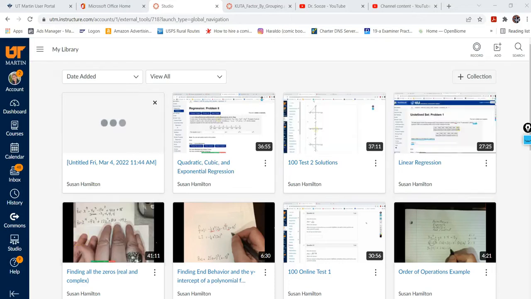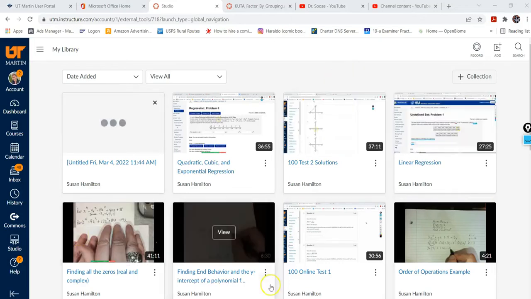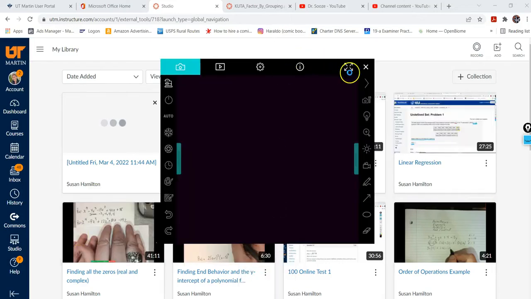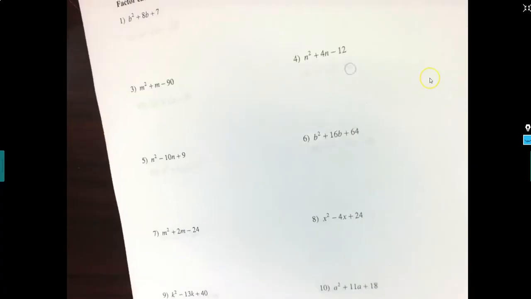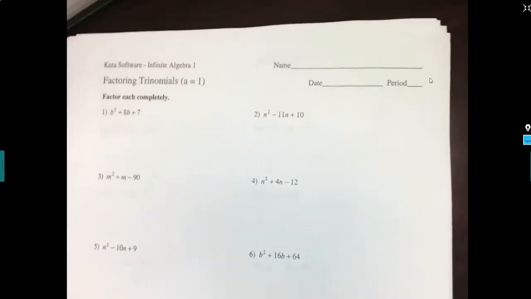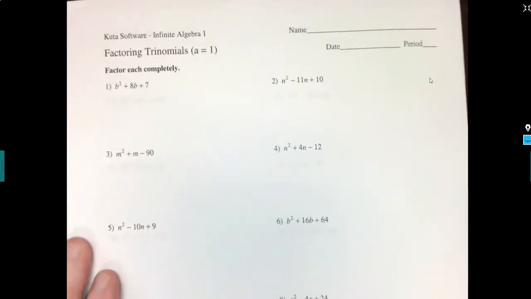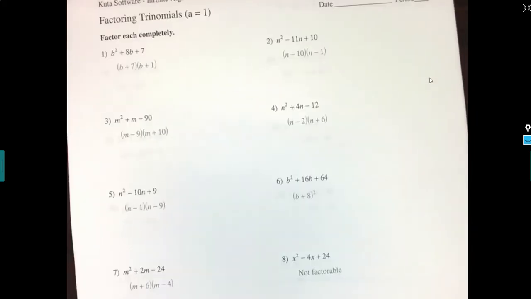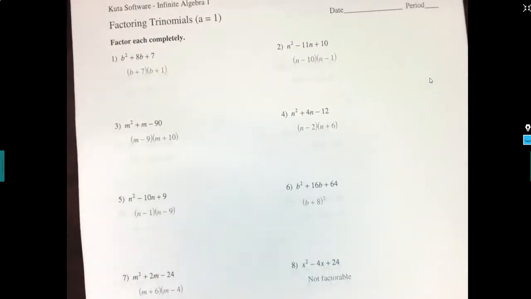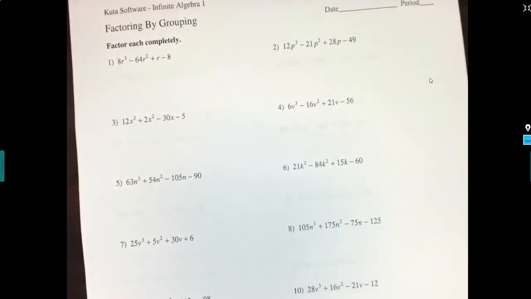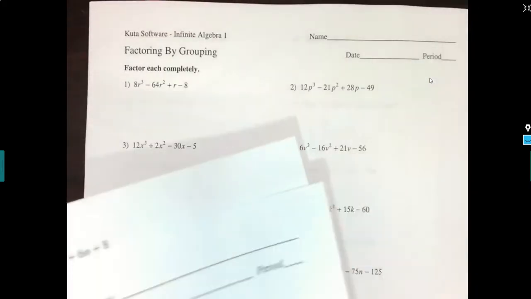Okay, so in your Canvas, I've put two PDFs, and they're CUDA worksheets. One is called Factoring Trinomials, and the other one is called Factoring by Grouping. So both of these together make up your lab.